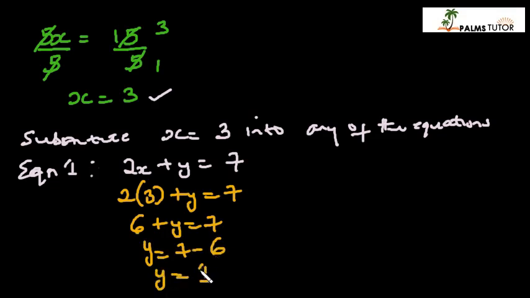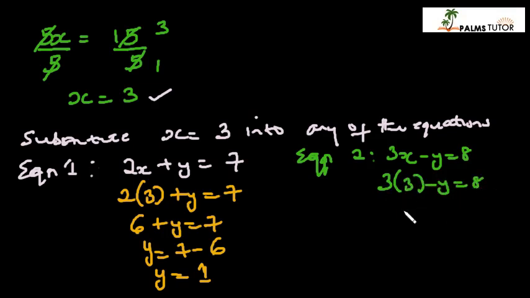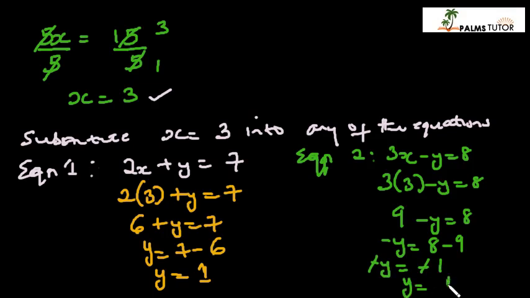y equals 1. Let's see what it is in equation 2. Equation 2 is 3x minus y equals 8. Let's substitute the value of x. We have 3 into bracket 3 minus y equals 8. 3 multiplied by 3 is 9, minus y equals 8. When 9 crosses the equality sign, the positive 9 becomes minus 9. Minus y equals 8 minus 9, which is minus 1. Negative cancels negative and our y equals 1. You can see both ways our y equals 1.